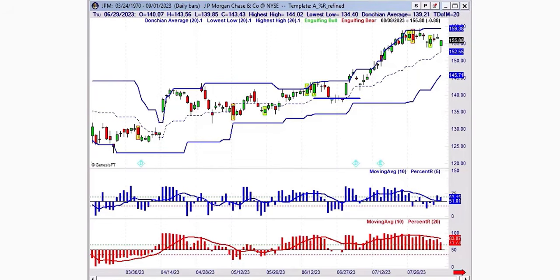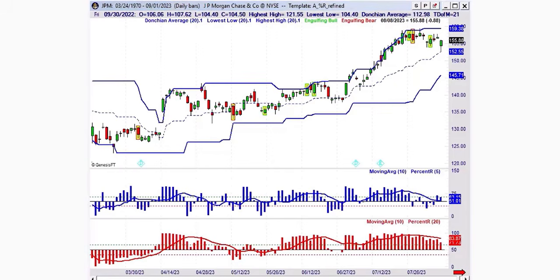So for example, here, we came back down to the Donchian average. It provided support, and then we saw the reversal. Maybe we pushed a little bit below the Donchian average here and also here, but you can see how prices kind of get tangled up around that Donchian average.